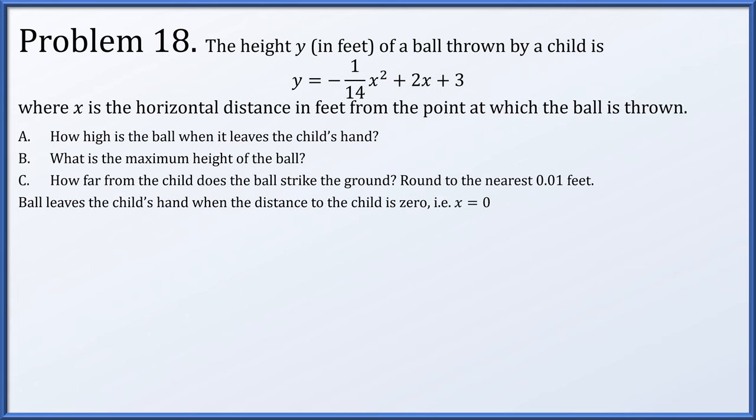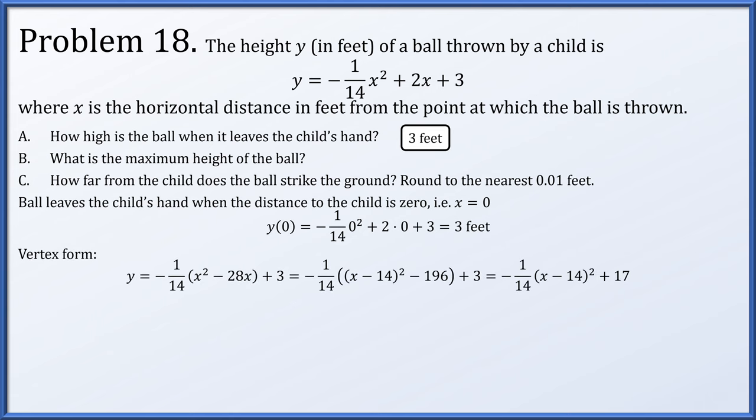Well, the ball leaves the child's hand when the distance to the child is zero, so x is given as the horizontal distance from the point at which the ball is thrown. When it's thrown, it is no distance from there. So set x equal to 0 and solve that y is 3. So how high was the ball when it leaves the child's hand? 3 feet.